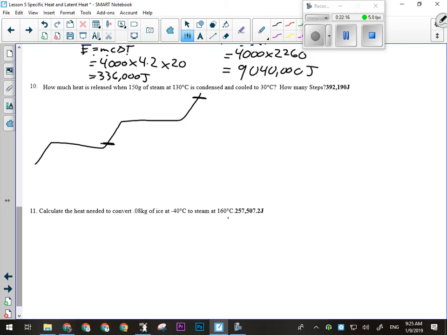How many steps is that? 3. I have to cool the steam to 100 so that it can condense, which will be that step, and then I've got to cool the water from 100 to 30. So that'll be 1, 2, 3 steps. In step 1, I'm changing the temperature of the steam. It's one of the diagonal parts. On all the diagonal parts, I'm changing the kinetic thermal energy and thus the temperature, so I use E equals MC delta T. So we have 150 times the specific heat capacity of steam, 2.02, times how much am I changing the temperature of the steam by?